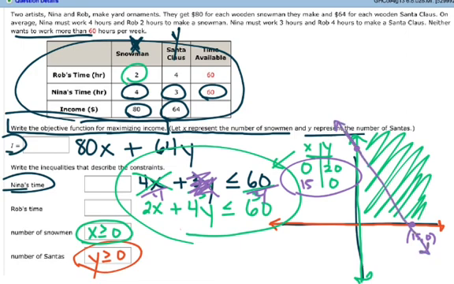It wants it less than, so do a test point, but I can see now we're in this quadrant, or this section of the first quadrant, okay?